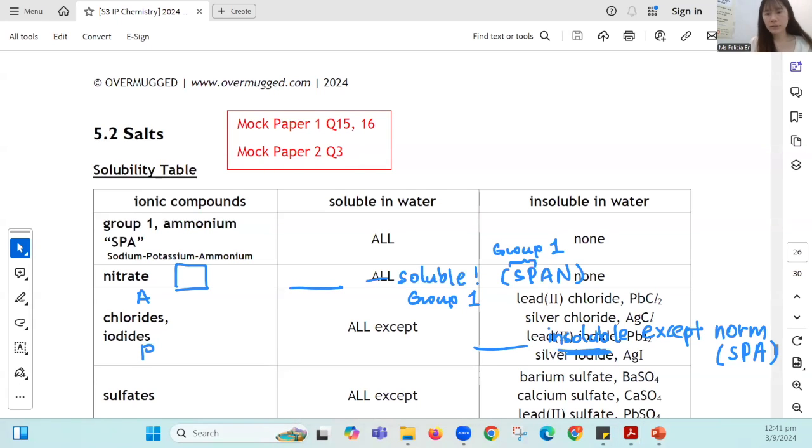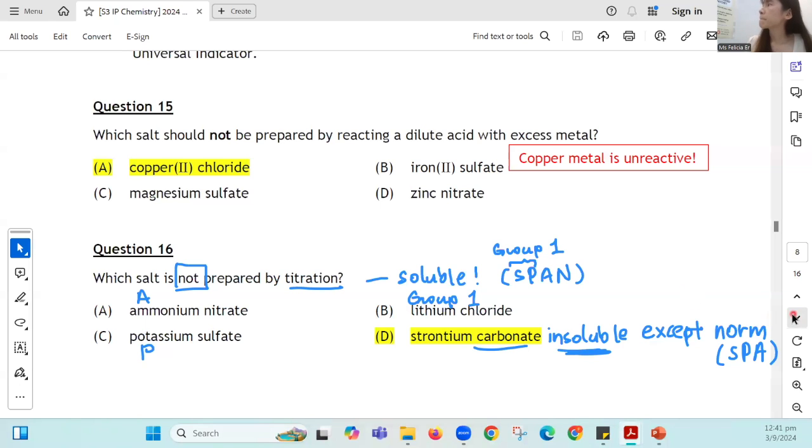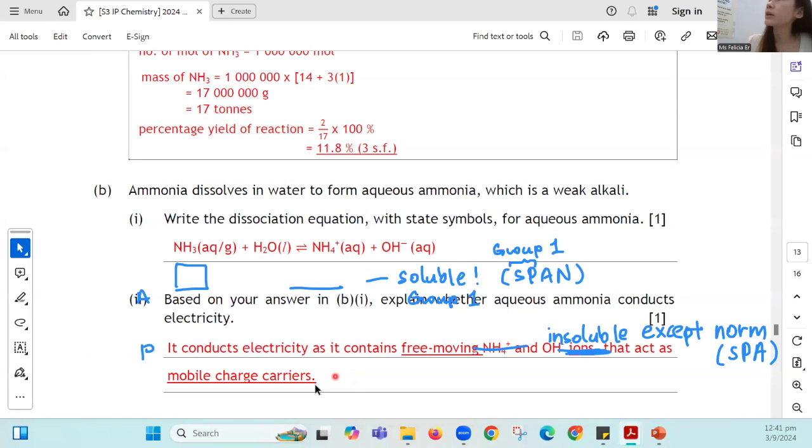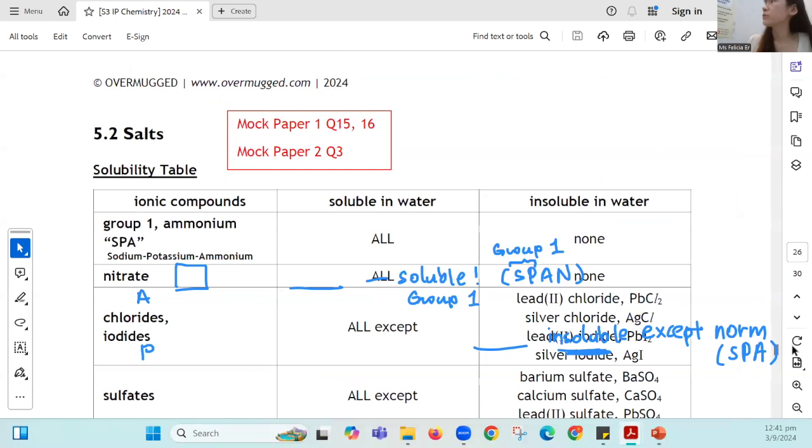Open-ended question number 3. Yeah, over here. Oh wait, this one I went through just now already, right? Okay, that's settled. Then let's continue on with the notes.